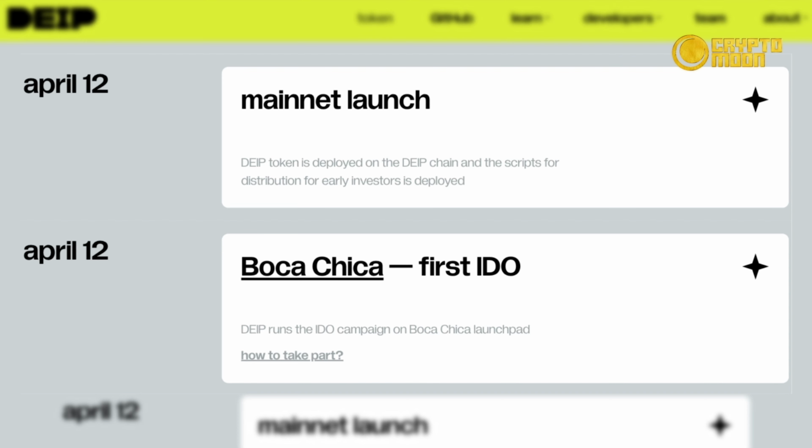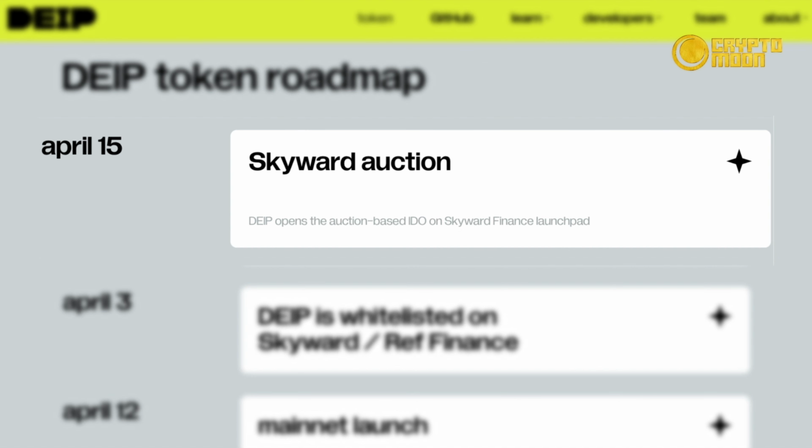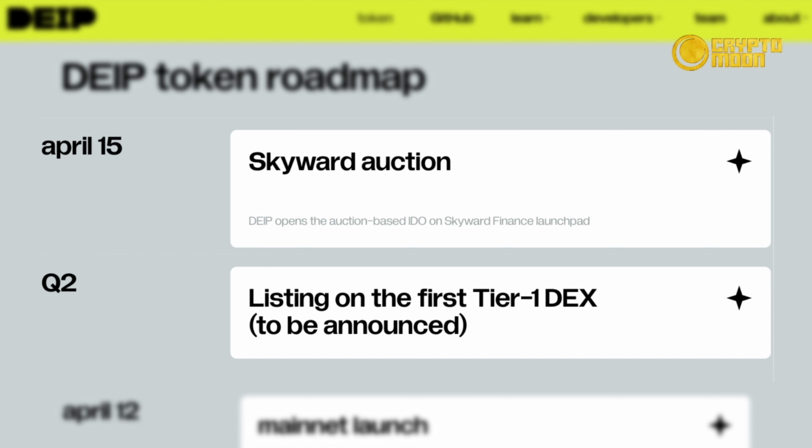DEIP token is deployed on the DEIP chain, and the scripts for distribution for early investors are deployed, and DEIP runs the IDO campaign on Boca Chica Launchpad. April 15th, Skyward Auction. DEIP opens the auction-based IDO on Skyward Finance Launchpad. Quarter 2. Listing on the first Tier 1 DEX.